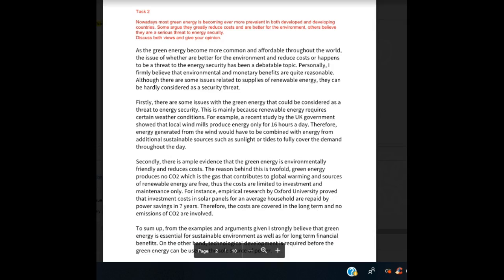Green energy. Okay. "Energy, threat to energy security, or a wonderful thing for the environment and cost." Let's see. "As green energy, with no 'the', becomes more common and affordable throughout the world, the issue of whether it is better for the environment and reduces cost or happens to be a threat to the energy security has been a debatable topic. Personally, I firmly believe that environmental and monetary benefits are quite reasonable."